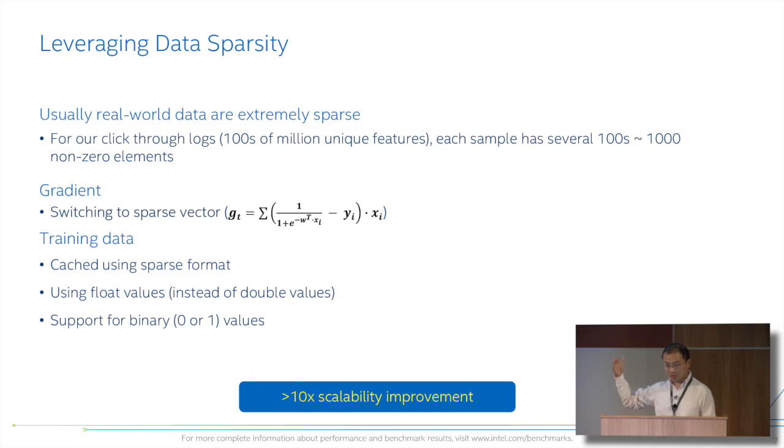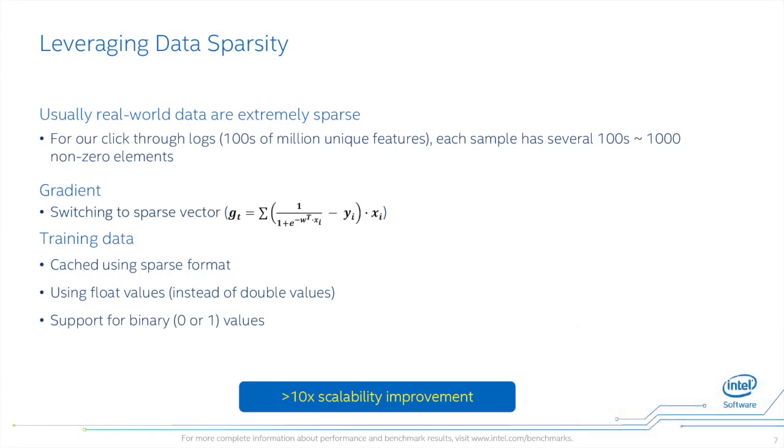With all those optimizations for data sparsity, we help our users improve scalability by 10x. Previously they could only run the model with maybe several million, or maybe 10 million, unique features, and now they can scale to hundreds of millions of unique features. At the same time, we improve the performance by about 4x. So that's some of the improvement we can get by leveraging the data sparsity in real-world training.